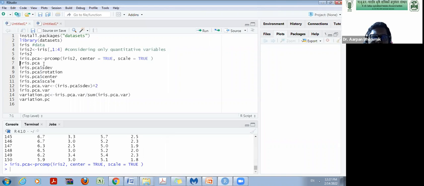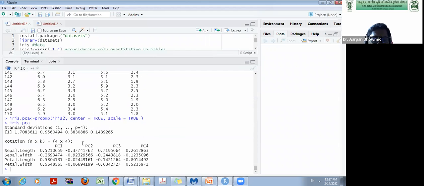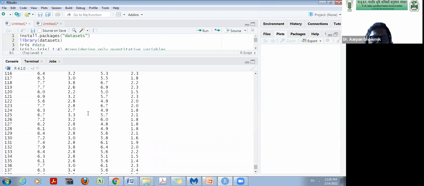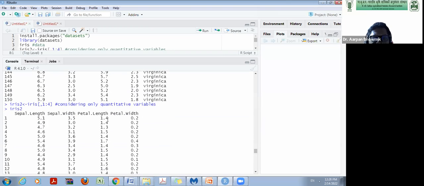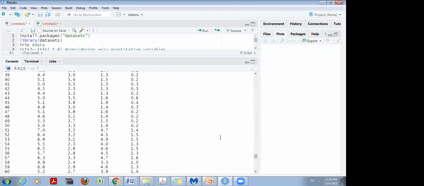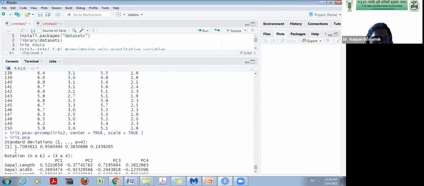Now in order to see the results, just write iris.pca again and run it. So it will give you some basic results. Further, 1 or 2 things you need to write. So you see here, it is giving you first the standard deviation of the PCA. There are 4 PCAs because 4 original variables are there: sepal length, sepal width, petal length, and petal width. So there will be 4 PCAs.